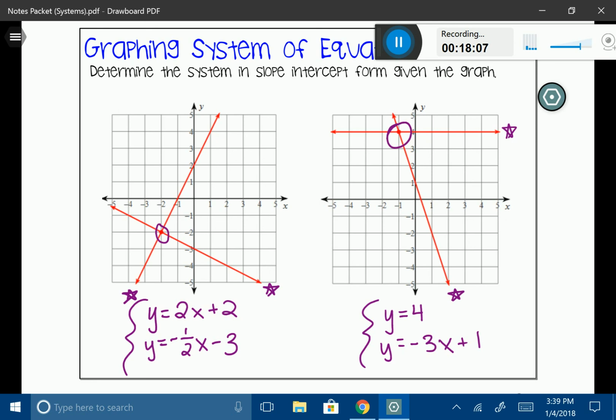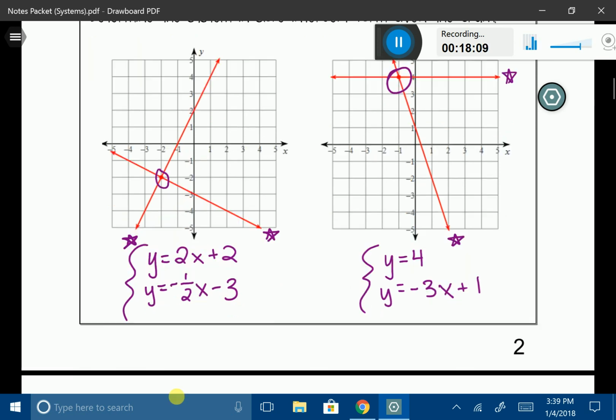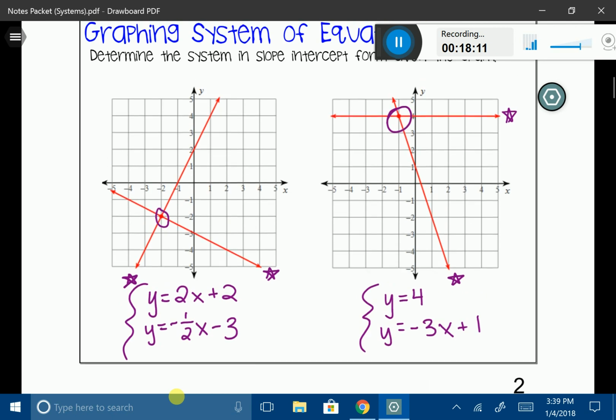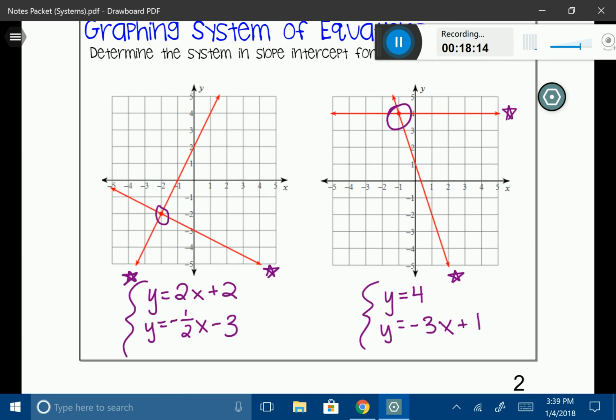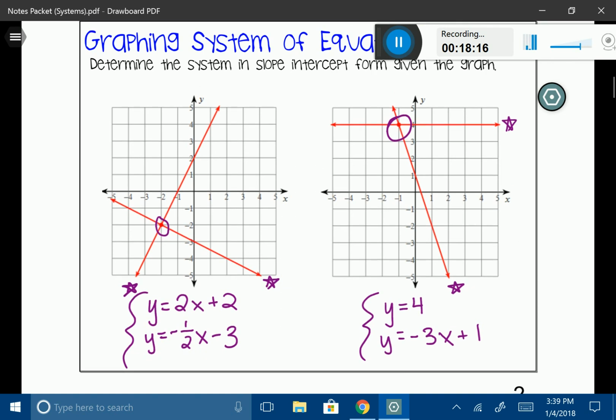Okay, that is the end of the lesson on graphing systems of equations. And we will be talking about the other methods on how to solve it. But this is just one of the methods on how to solve a system.